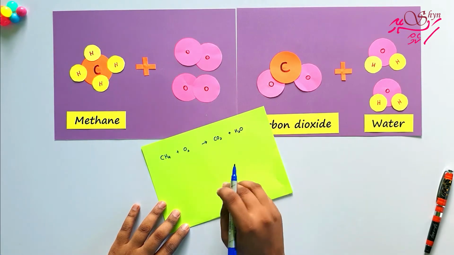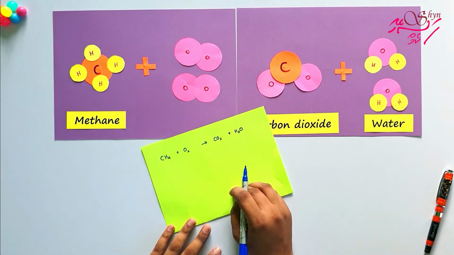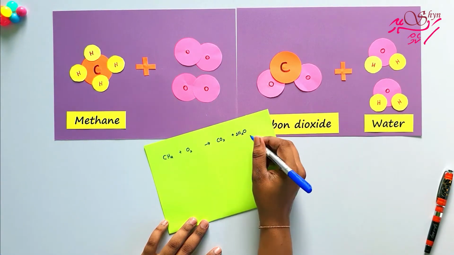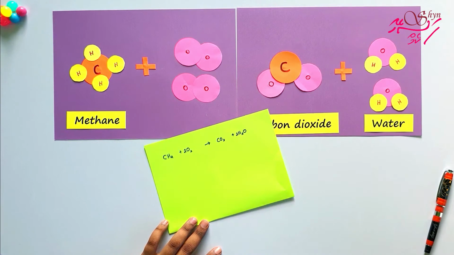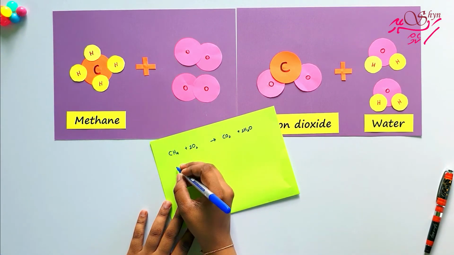Remember that we must have the same number of atoms on either side of the equation, as atoms are not destroyed during a reaction, they are just rearranged. I'll do a separate video on balancing equations. So for now, remember complete combustion of alkanes produces carbon dioxide and water.